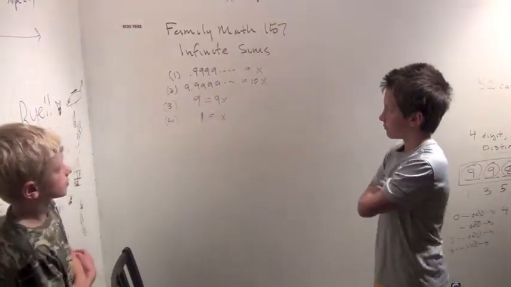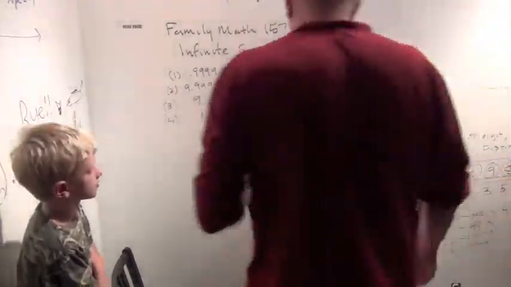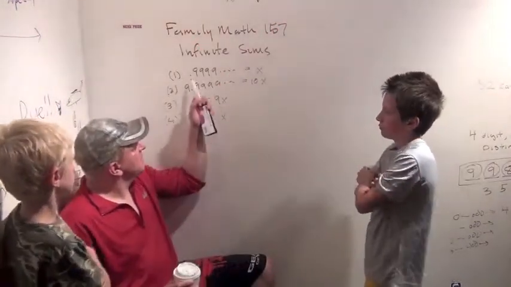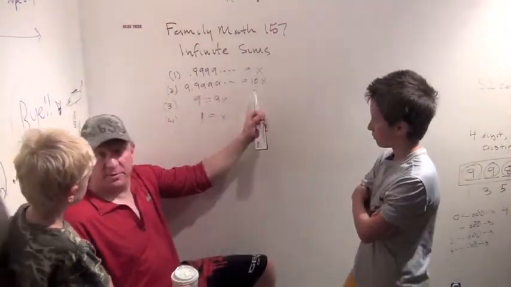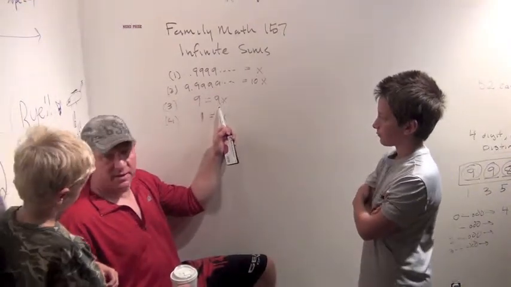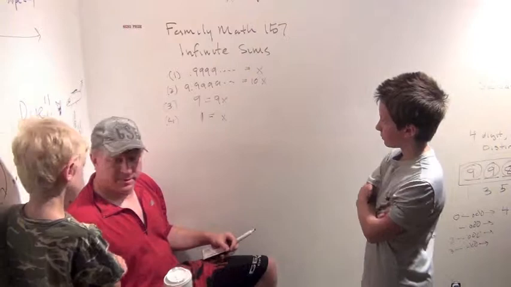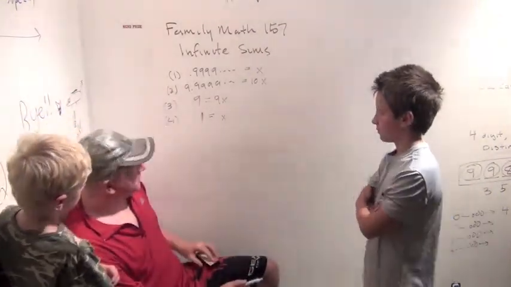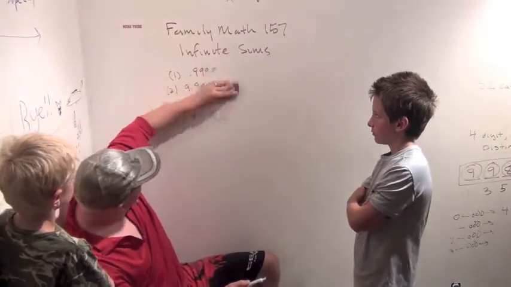Okay, so here's what we just did. The steps we just went through with our 0.99999 repeating equals x: multiplied both sides by 10, subtracted, got 9 equals 9x, and that meant x equals 1. Okay. So we're going to try to do that with another series.